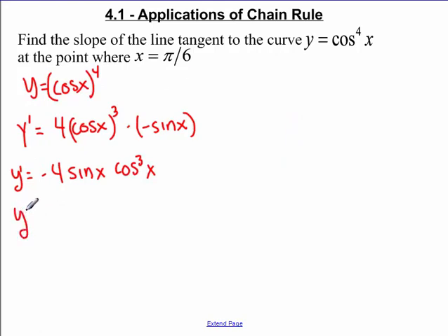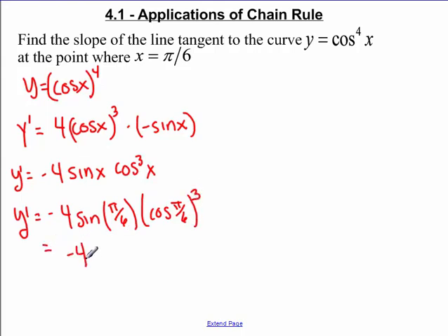So we plug in pi over 6, and then cosine of pi over 6 to the third power. Sine of pi over 6 is 1/2. Cosine of pi over 6 is root 3 over 2. Remember, that's to the third power. So when I simplify that all out, we get negative 3 root 3 all over 4.